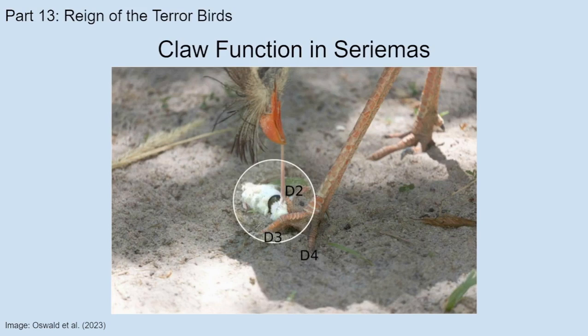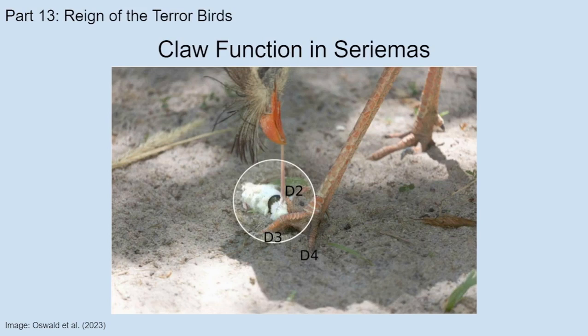The question is, how do cariamiforms use this claw? We talk about this in the episode. But a lot of these descriptions of claw function in seriemas have mostly been brief anecdotal reports, and not many people have gone to the trouble of documenting it with photographs and specific detail about how seriemas use their claws. So what this study did was go to a zoo and observe how the seriemas there were using their foot claws.